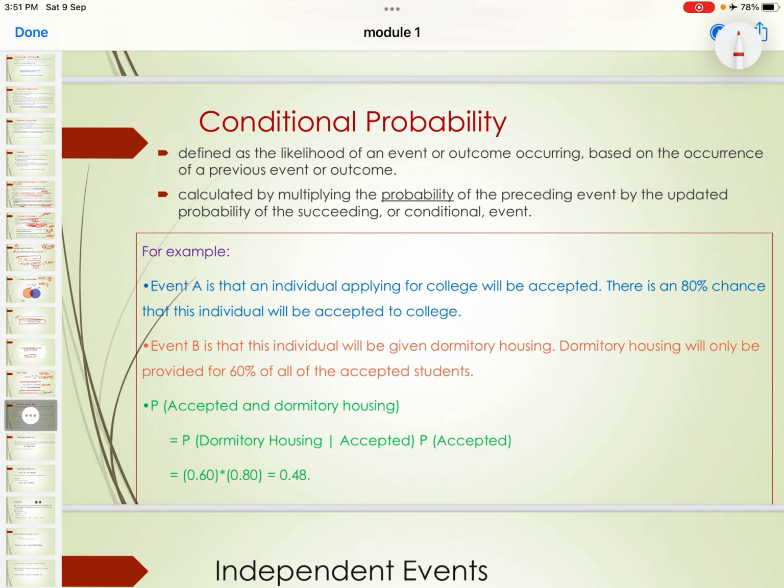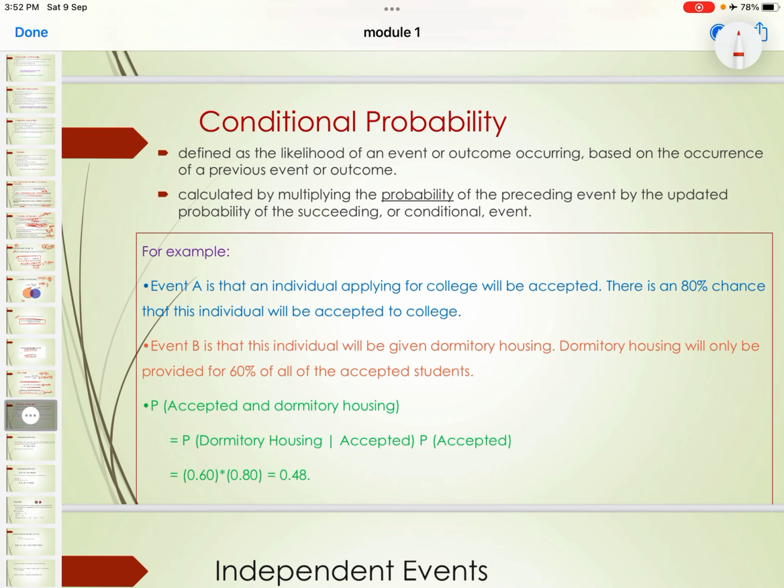Conditional probability. What is conditional probability? It is defined as the likelihood of an event or outcome occurring based on the occurrence of a previous event or outcome, calculated by multiplying the probability of the preceding event by the updated probability of the succeeding event or conditional event. So what is the likelihood of an event or outcome to occur given that already there is a previous event which has occurred?